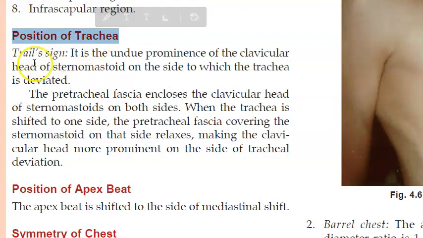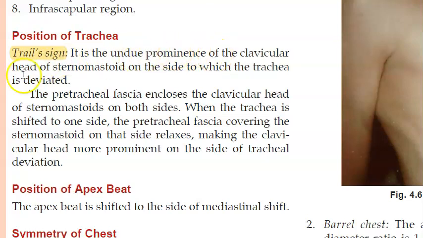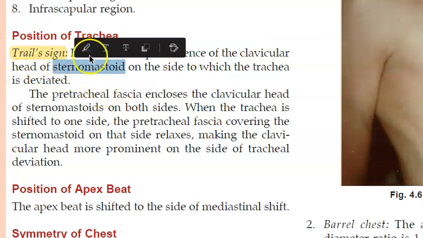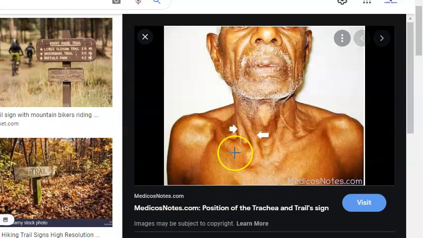Trachea position, you will see, this is inspection. There's something here called the Trail sign, that is undue prominence of the clavicular head of the sternocleidomastoid. The clavicular head of the sternocleidomastoid is going to be very prominent on the side to which the trachea has deviated. So here you can see the Trail sign. Where's the sternocleidomastoid? Here. If this is the sternocleidomastoid, the clavicular head will be prominent towards the side the trachea is pushed.